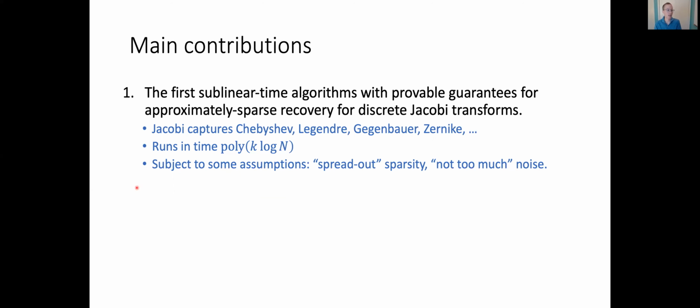Our algorithms run in sublinear time, so time polynomial in k log n. But unfortunately, it's subject to some assumptions. We need to make a few assumptions on the vector v that we're trying to recover. In particular, we're assuming that v hat has sparsity that's reasonably spread out, in a way that I will quantify in a moment, and also that the noise w is not too large. The way we establish this result, the way we get these sublinear time algorithms, is in 2 steps, and these are our other 2 contributions.